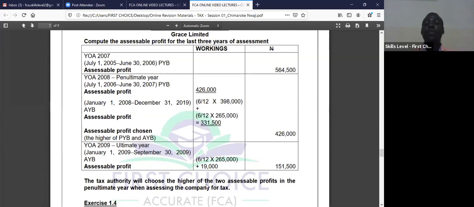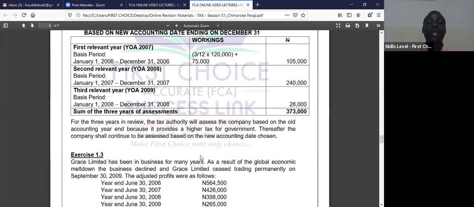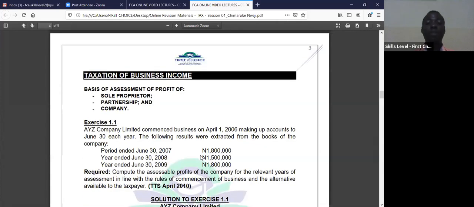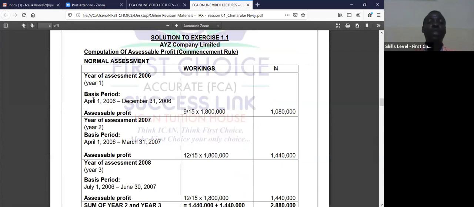Now, before we take exercise 1.4, which is going to be like a summary of everything that we've been doing here, let me reiterate what we just did in exercise 1.1 to 1.3. First of all, in exercise 1.1, we are doing commencement rule. In commencement rule, the rule states that you start from the date the business commenced down to December 31st of that year. Actual year basis.